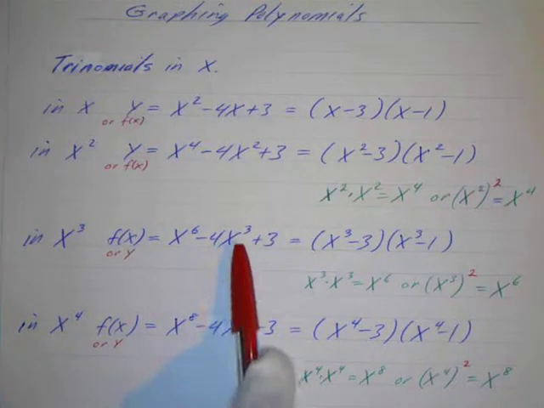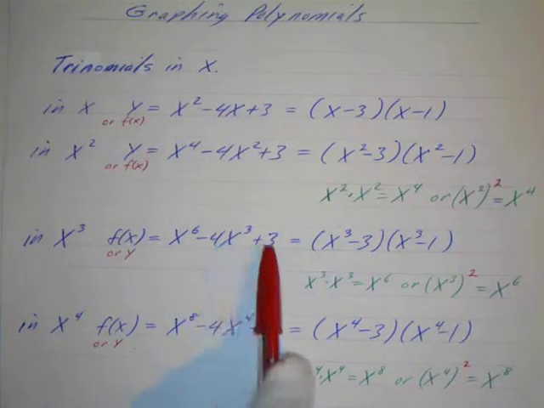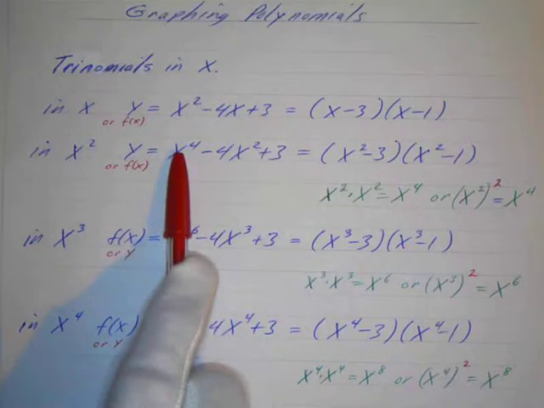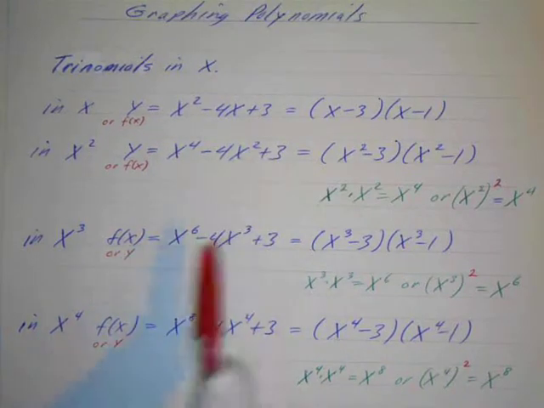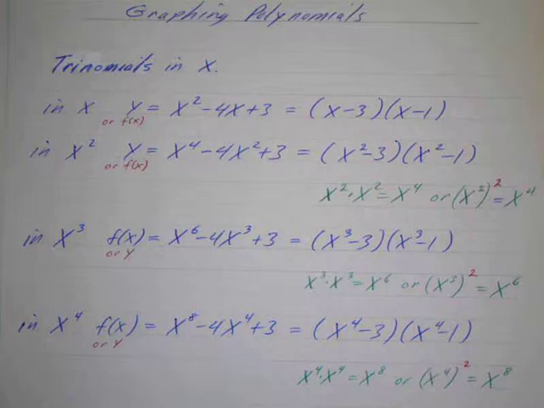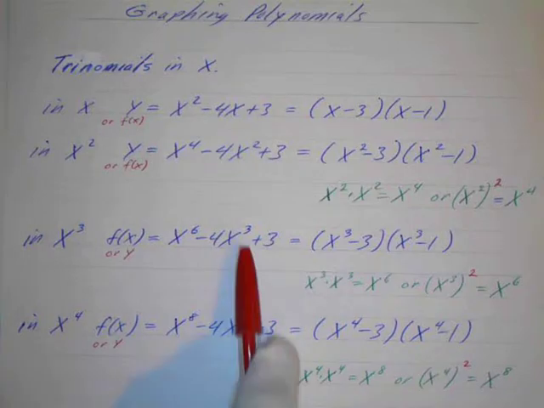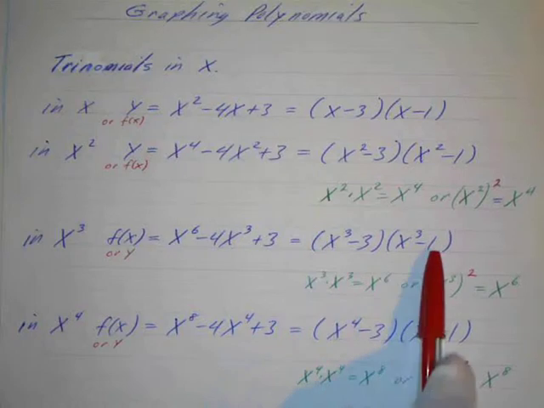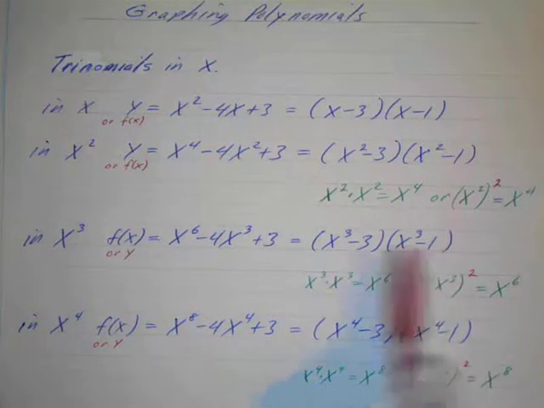x to the 6th minus 4x cubed plus 3. And always notice that the first term's exponent is twice the second term's. That tells us that we probably have a trinomial in x cubed. So in that case, it would be x cubed minus 3 times x cubed minus 1. And you can always check that using the FOIL process.